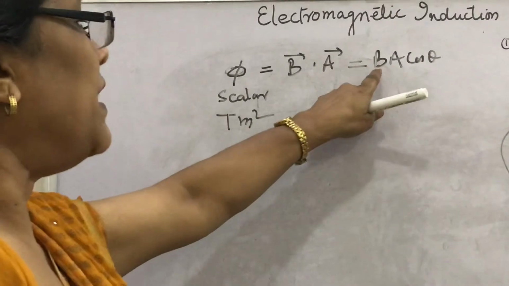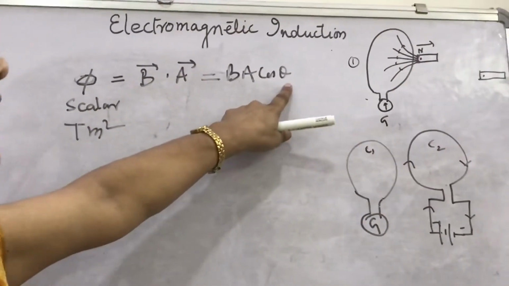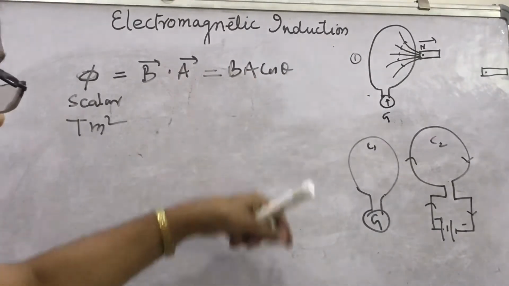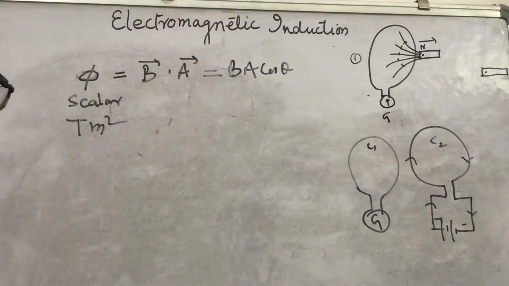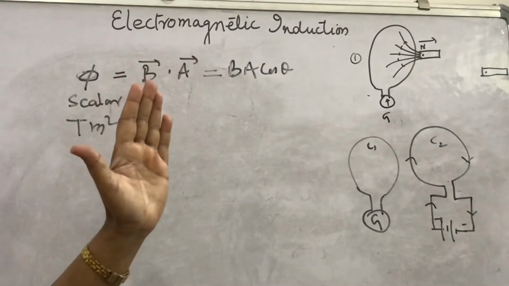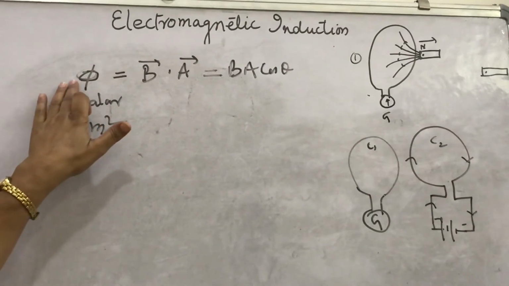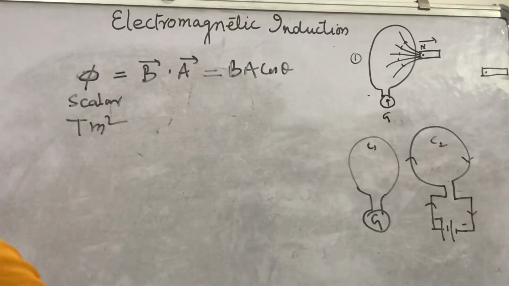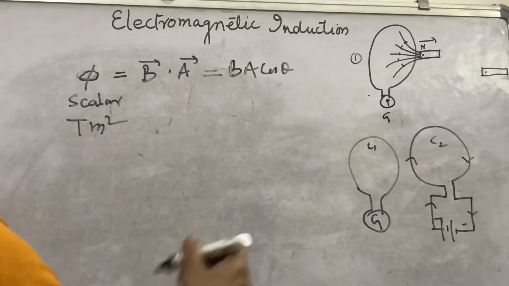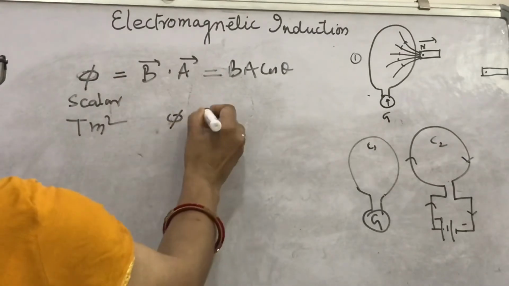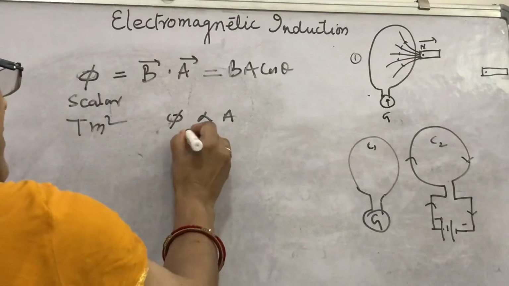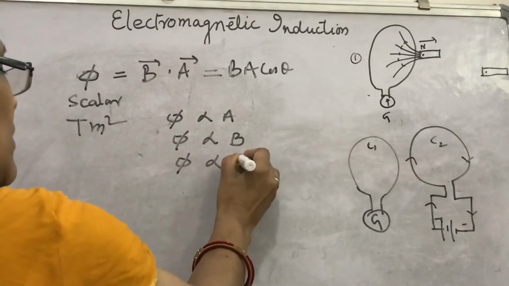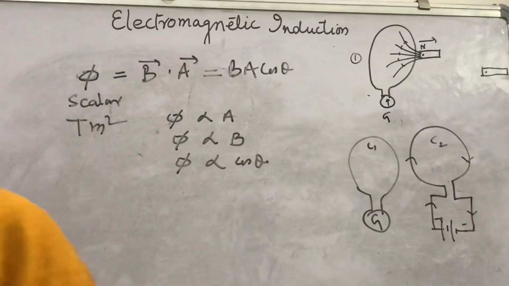Magnetic flux depends on the magnetic field, the area vector, and the angle between the magnetic field and the area vector of the loop. What is the area vector? A perpendicular drawn on the loop. How will you define magnetic flux? The total number of magnetic field lines passing normally through the loop. Magnetic flux depends on area, on magnetic field, and on the orientation of the vector, that is cos theta.